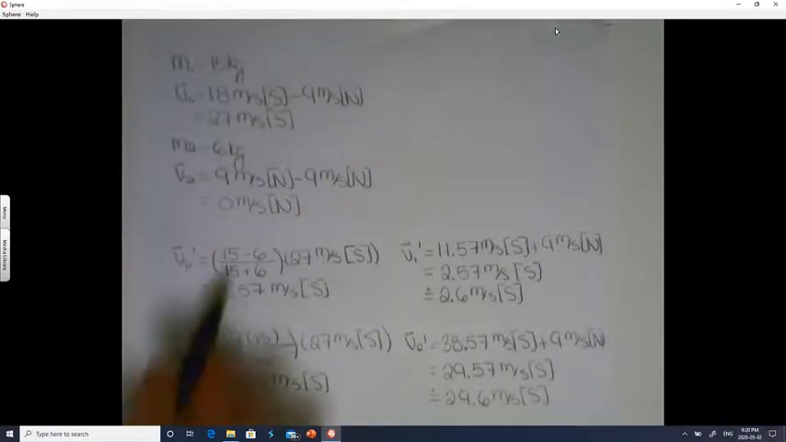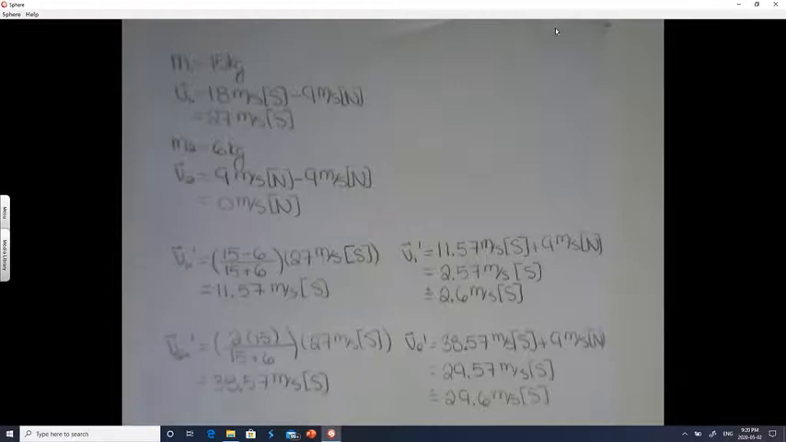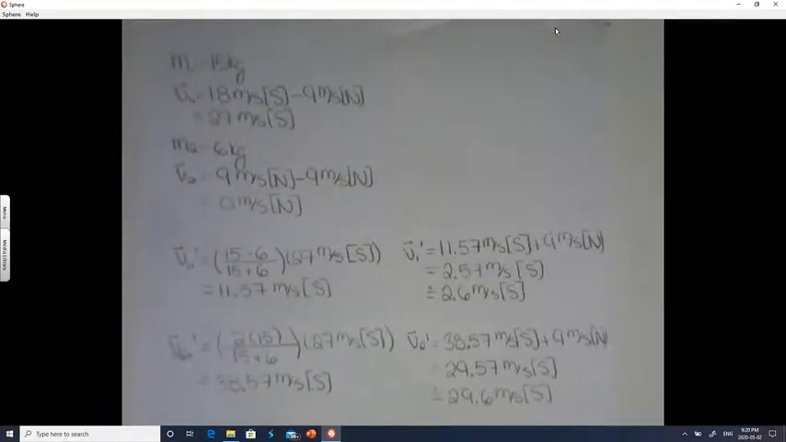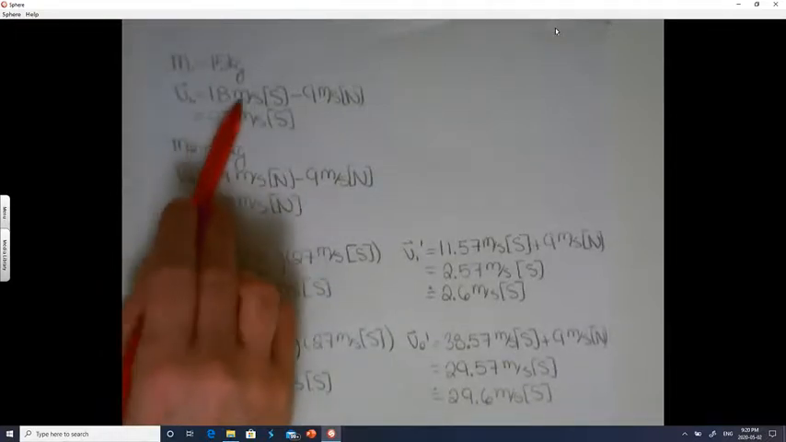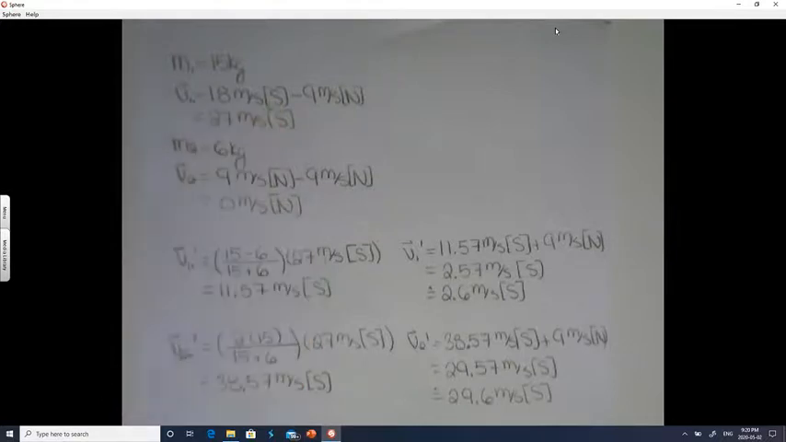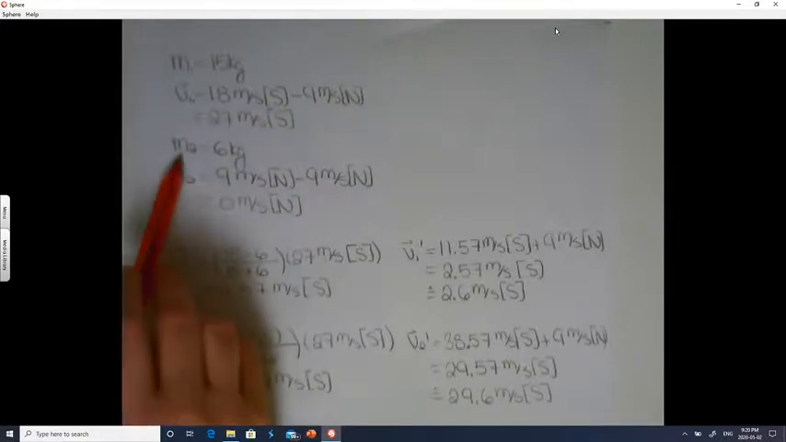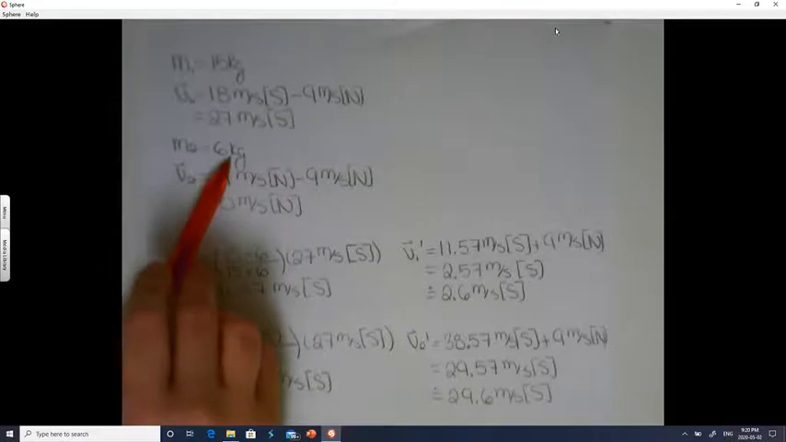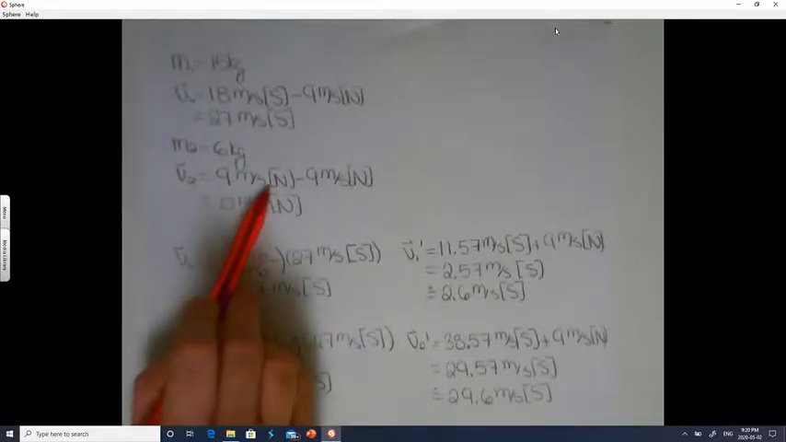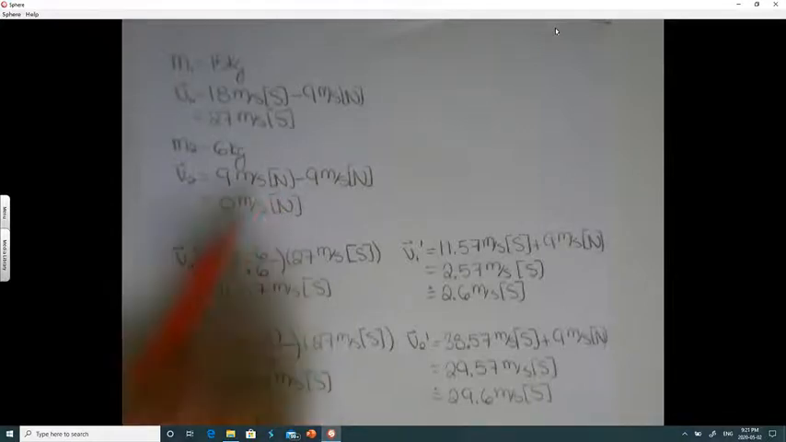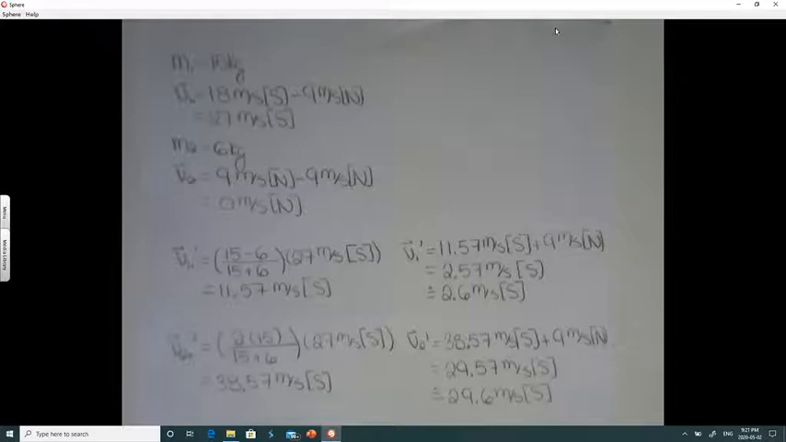Now, you don't really need to write all of that. You can go straight to that substitution. You may need to write the velocity bit a little bit, or the velocity lines a little bit, but that's up to you. So I'm going to keep variable 1, the 15 kilogram mass, and we know that that 15 kilogram mass was traveling at 18 meters per second south relative to the ground. The variable 2 was our 6 kilogram mass, and that's traveling at 9 meters per second north relative to the ground.